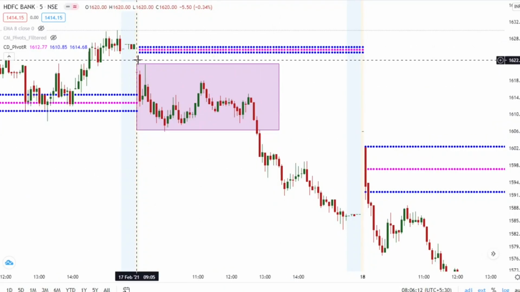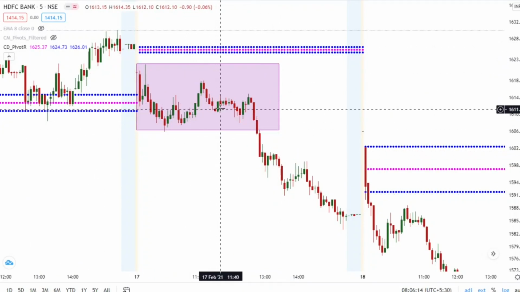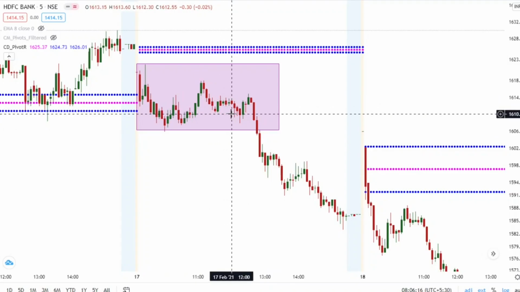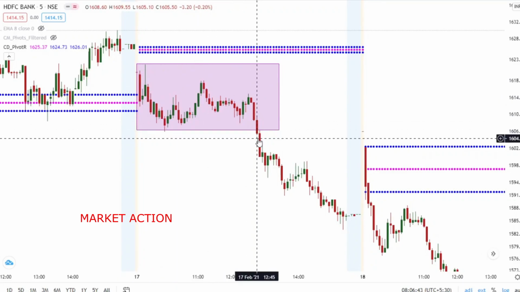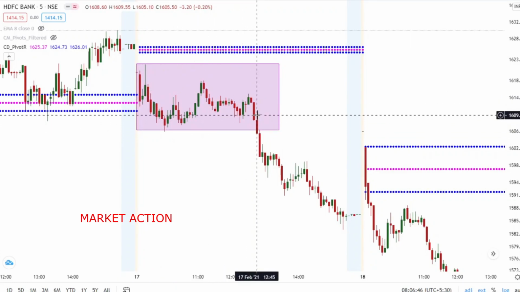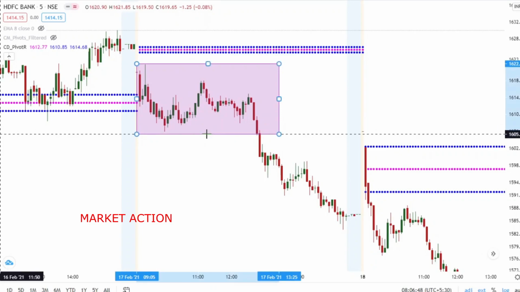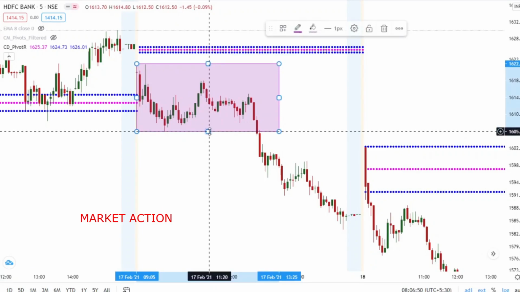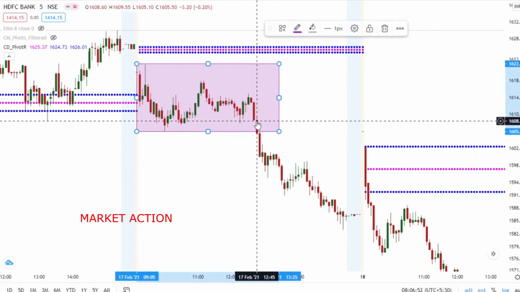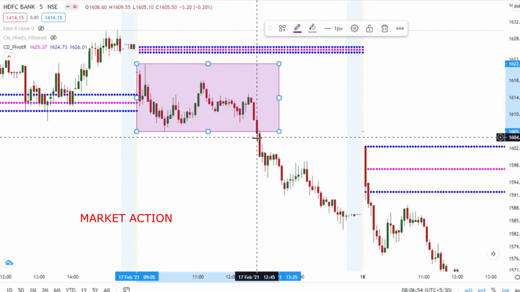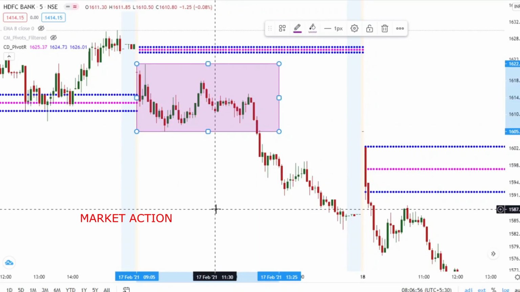Okay, so I just marked that level and I am waiting after 12 o'clock. This is our 12 o'clock candle and I'm just waiting for the breakout. You can see here at around 12:45 the market broke this initial low. Okay, the market just broke that initial low. So now that is your entry.